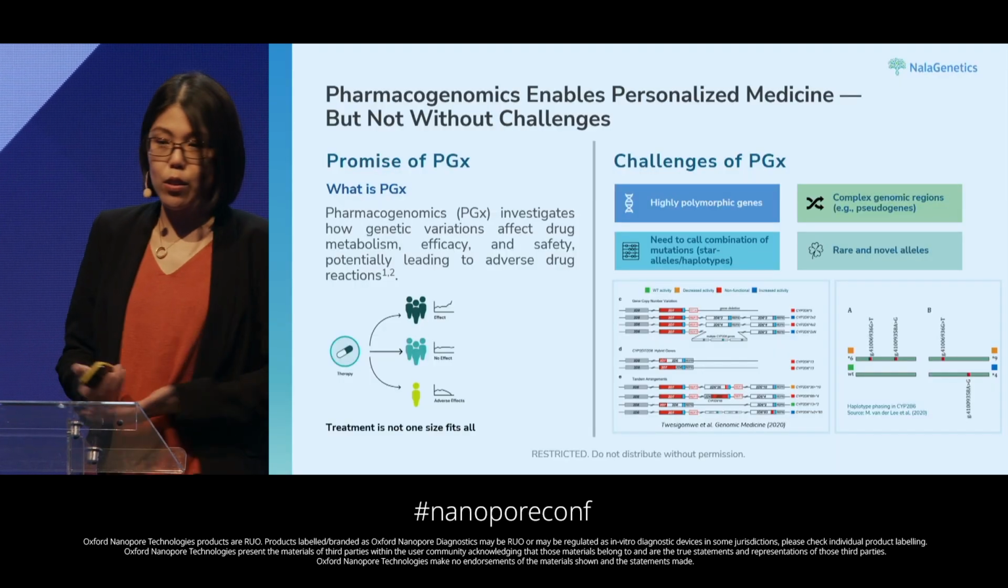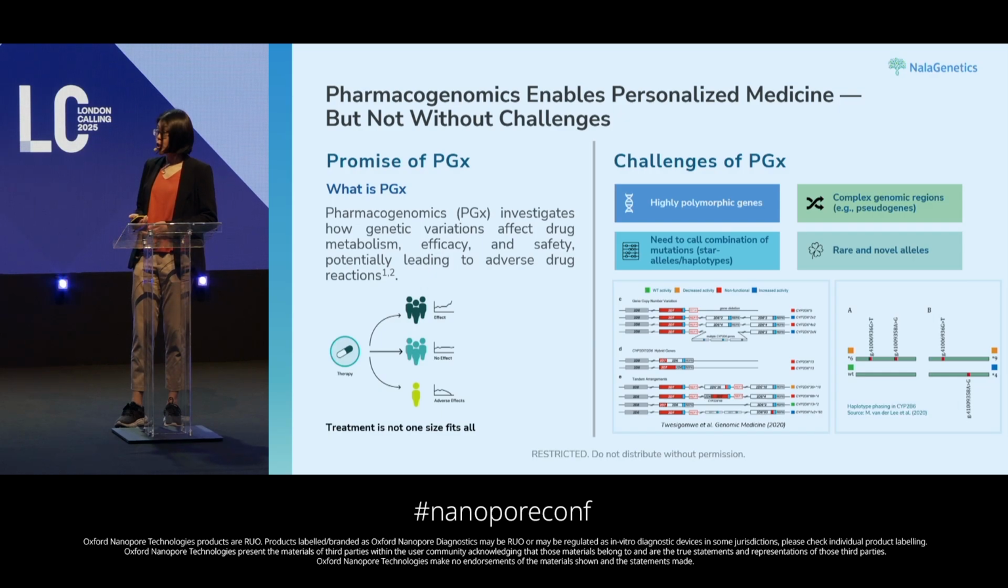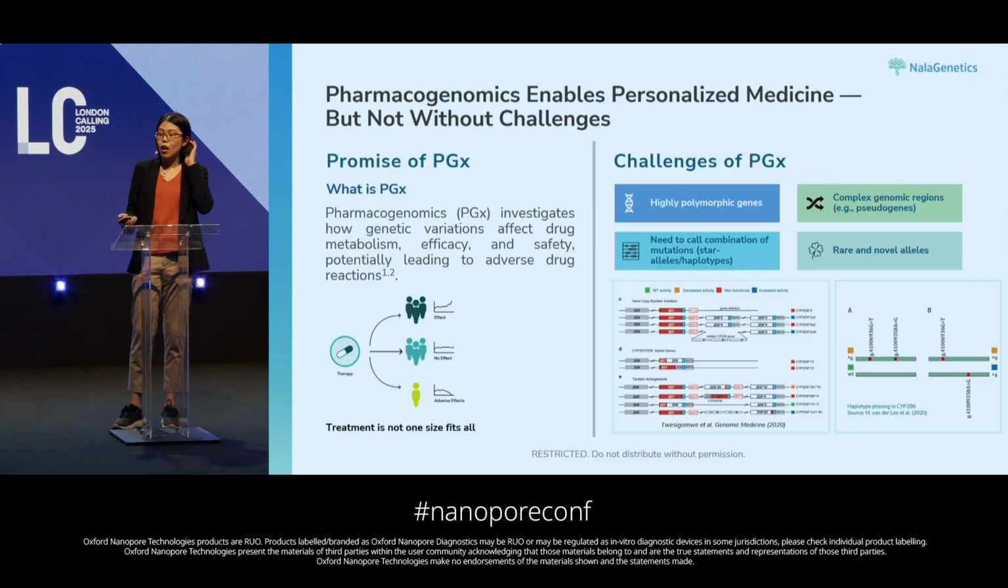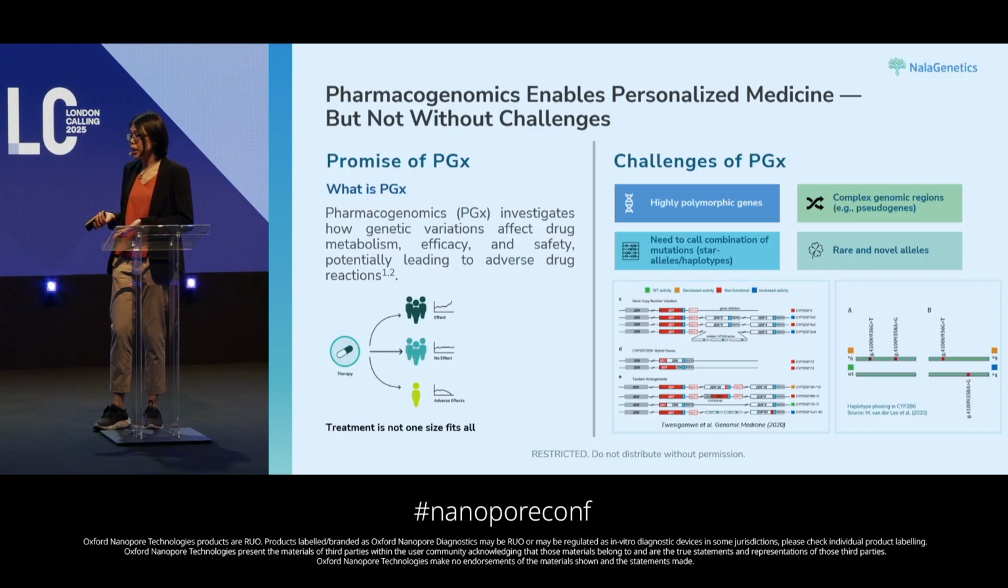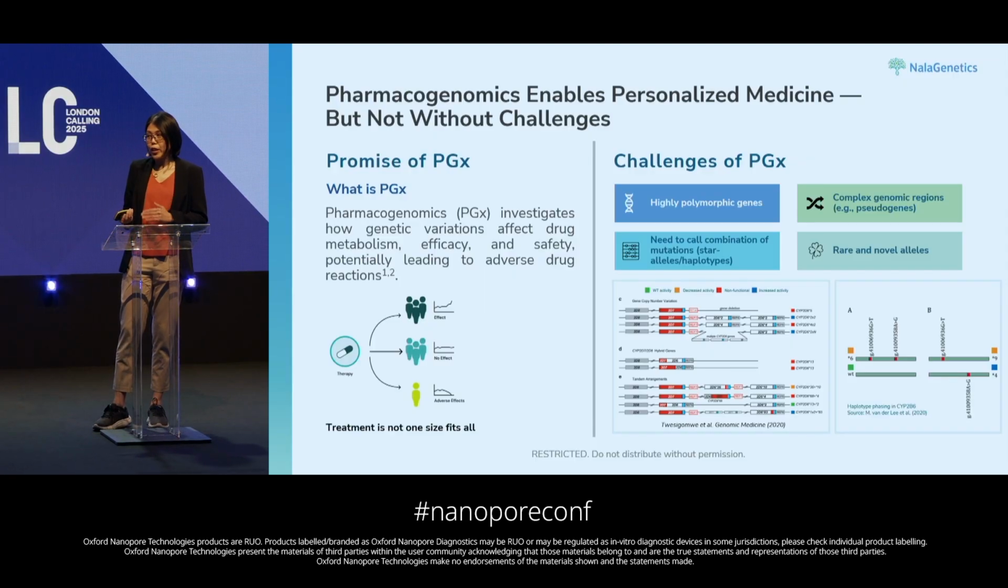So I think many of this audience is familiar with the concept of pharmacogenomics, or PGX. Pharmacogenomics investigates how genetic variations can affect our drug metabolism, efficacy, and safety, with the idea that not all drug treatments should be given equally, but should be tailored according to an individual's ability to metabolize those drugs. And one factor that influences this is our genetics.